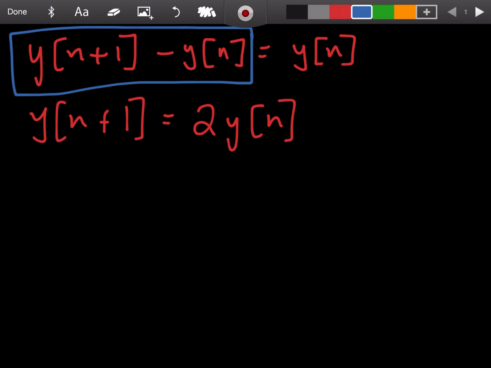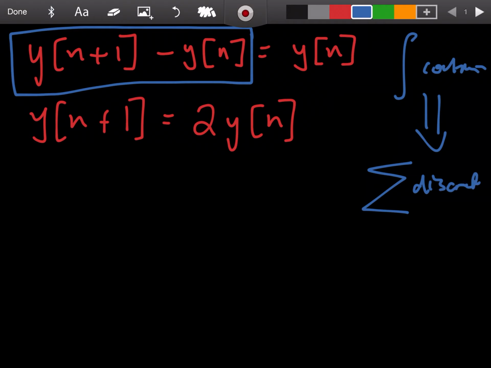And interestingly, the integral in the continuous case maps to a simple sum in the discrete case. So everything kind of gets simpler in the discrete case. In the discrete case, derivatives are simply subtractions of two data points, right? And so if you have this relationship that says the derivative is equal to the value of the function itself, then you end up with an exponential.